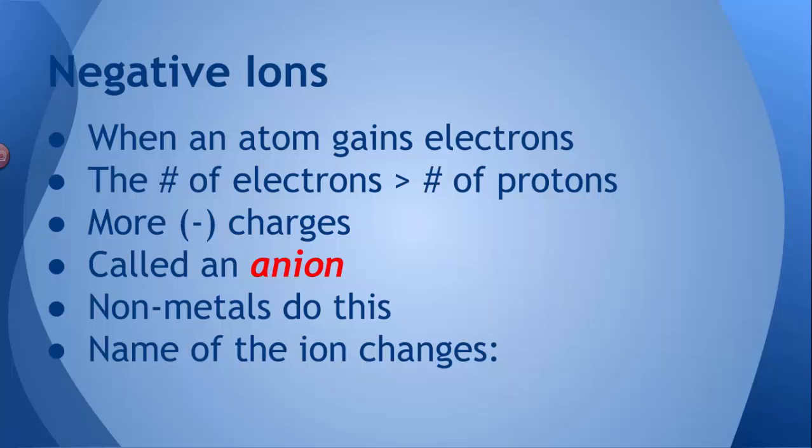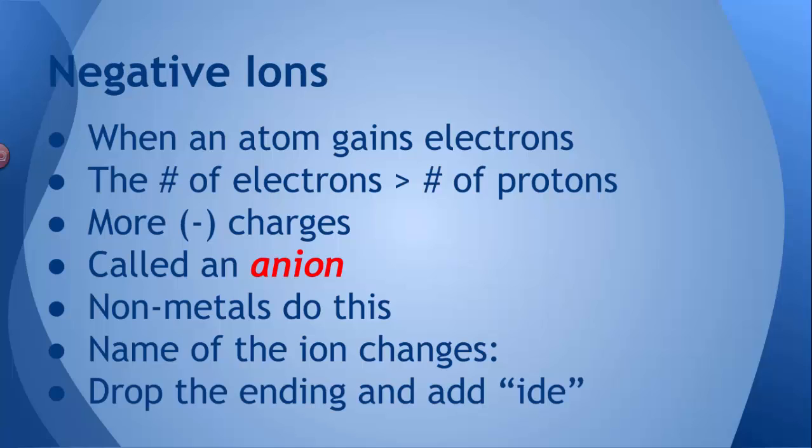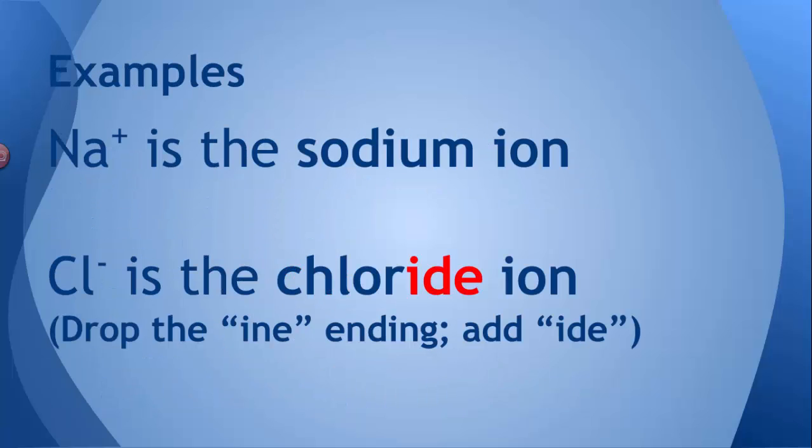Now, when a nonmetal gains electrons and becomes negatively charged, its name changes. The ending of the name of the ion changes to IDE, "ide." Here's a couple of examples. So Na is a symbol for sodium. It has a plus charge written there, so that's a sodium ion. We call it the sodium ion. Cl with a minus charge is from chlorine, but because it has a minus charge, it's an anion. We call it the chloride ion.